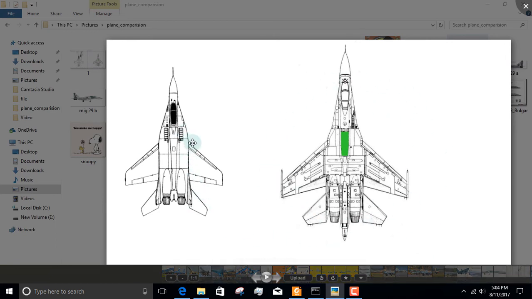The leading edge root extension, or LERX for short. These are called LERXes. Look how big the LERXes are on the MiG-29, and look how narrow and streamlined they are on the SU-27. So they look nothing alike from the top. And MiG-29s don't even have this long tail boom for housing the drogue chutes or the drag chutes.